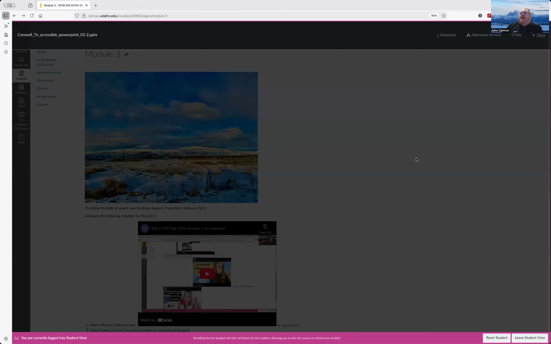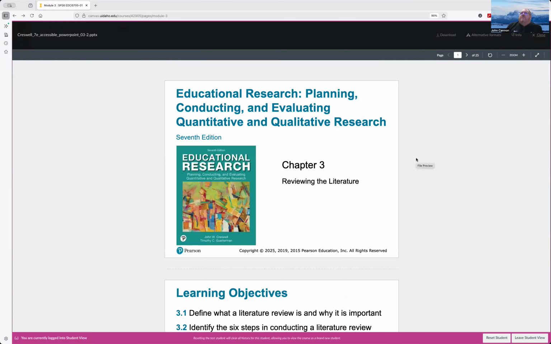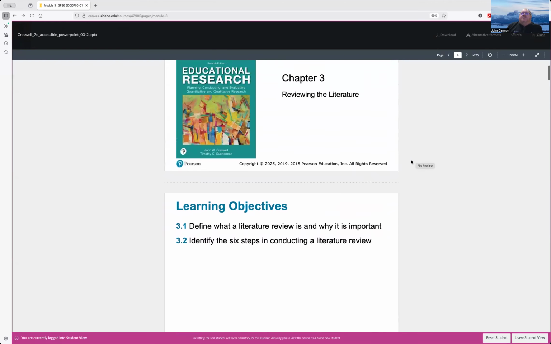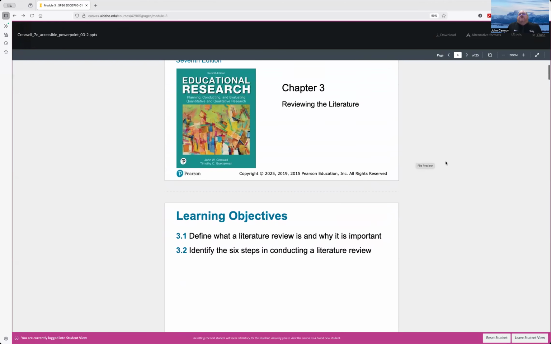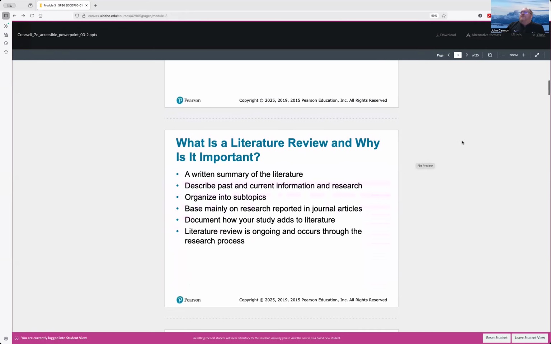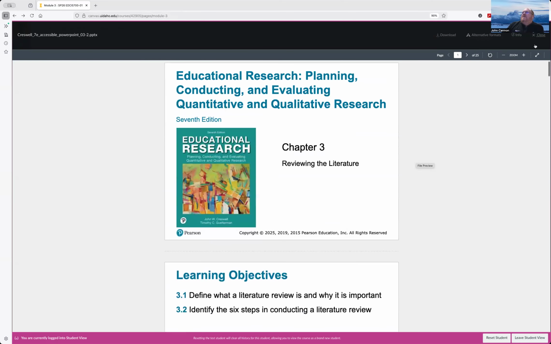I've also included the supplemental PowerPoint from Creswell and Guterman. And their objectives for chapter 3, there's only two. First one is define what a literature review is and why it is important. And the second one is identify the 6 steps in conducting a literature review. And this PowerPoint, along with the others for the other modules, are designed as a supplement to the reading.